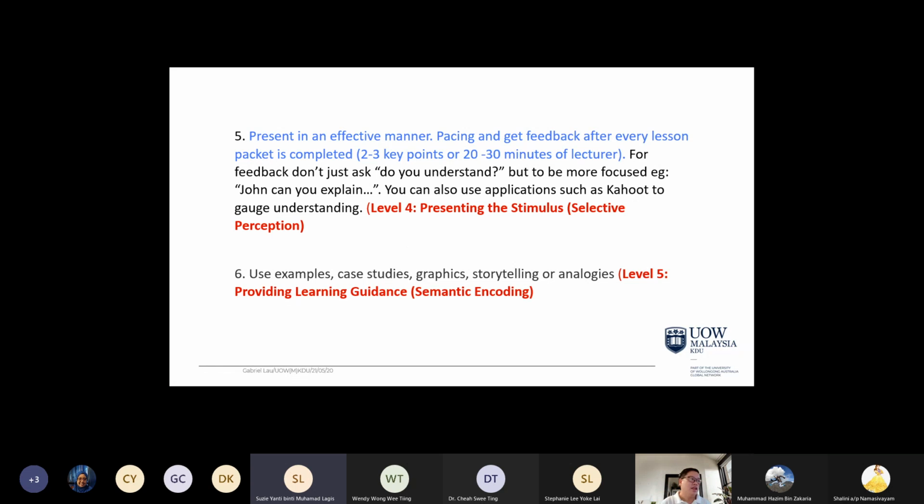Number 6, use examples, case studies, graphics, storytelling, or analogies. I always use examples, and we use examples that are related to the students so that they understand. This is similar to what Gagne is saying, providing learning guidance, semantic encoding. So we use things which are related to the audience. The audience can relate. Oh, I understand. Oh, this is what it is. Oh, this is how it is. Then it's easy.